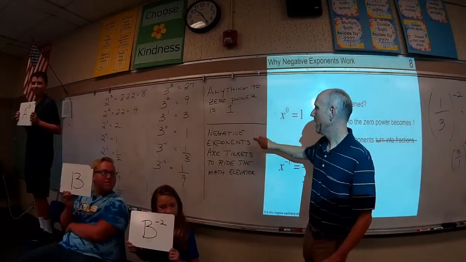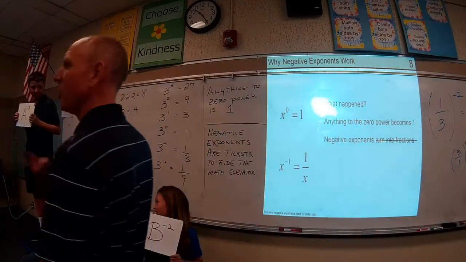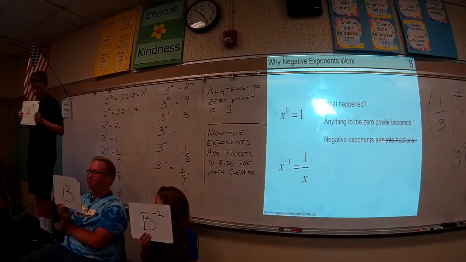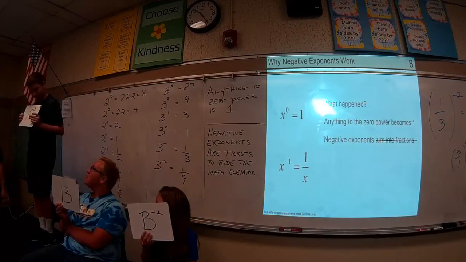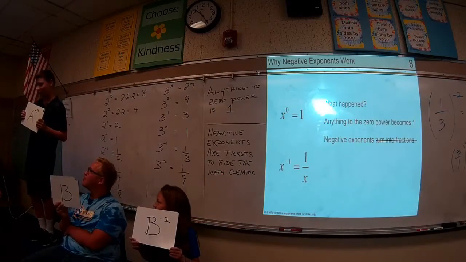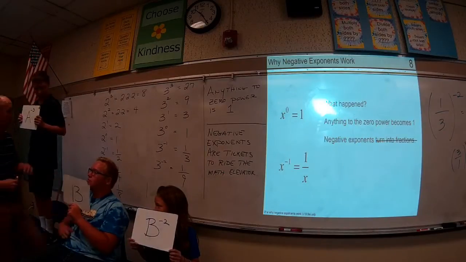Negative exponents are tickets to ride the math elevator. It's a 2-story building. You're on the top floor. You guys are on the bottom floor. Do you have a ticket? Does he have a ticket? Do you have a ticket? Yeah. What do you get to do? You get to go down, just like this guy right here.